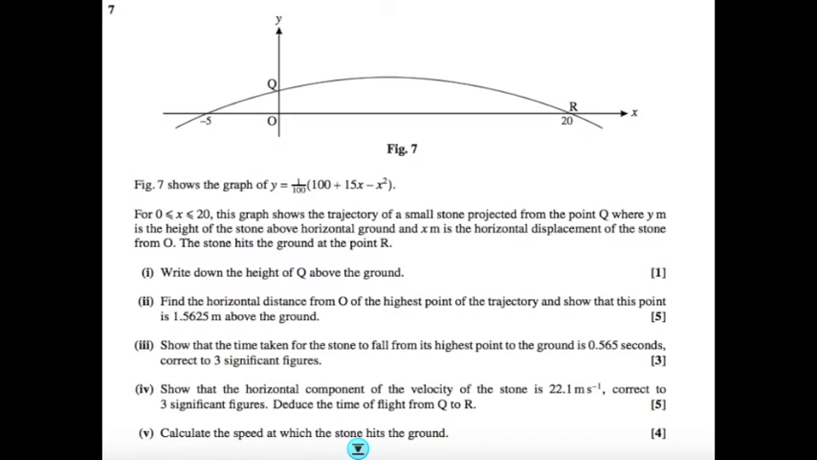So, looking like a projectile's one to me. So figure 7 shows the graph of y equals 1 over 100 and so on, so some quadratic. For x from 0 to 20, this graph shows the trajectory of a small stone projected from the point Q, where y meters is the height of the stone above horizontal ground and x meters is the horizontal displacement of the stone from O. Write down the height of Q above the ground. So really this is just where x equals 0. So we see if x equals 0, these two terms are going to get cancelled out. So it's just 1 over 100 times 100, which is 1 metre.